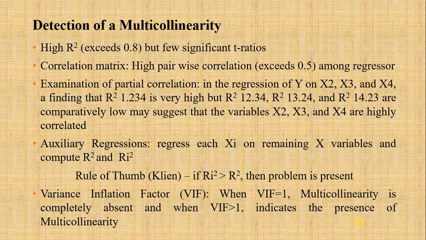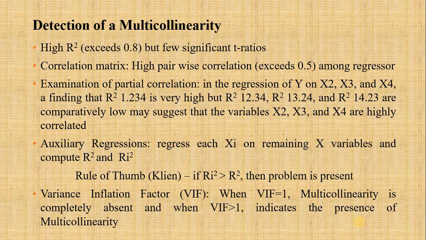Okay, and the second method is to find out the correlation matrix. If certain variables are highly correlated, that means the correlation exceeds 0.5, then we can assume that there is a correlation. So in our earlier case, we had an income variable and a wealth variable, and if you find the correlation between income and wealth and it is above 0.5, then we can conclude that there is an issue of collinearity between these two variables.